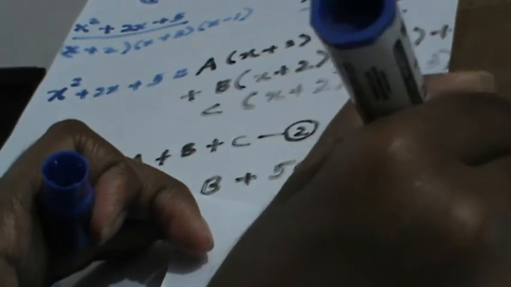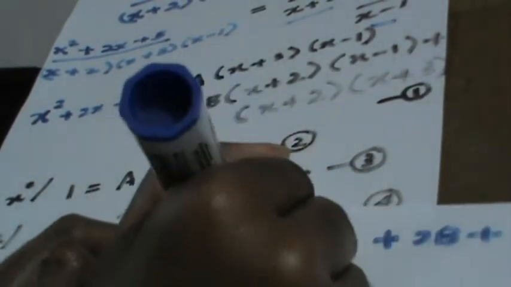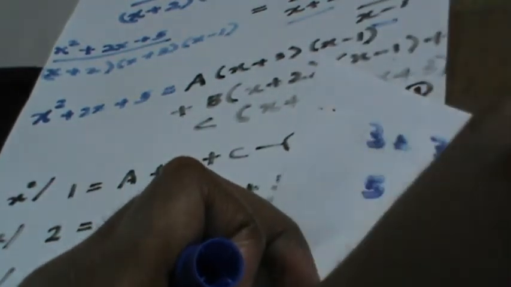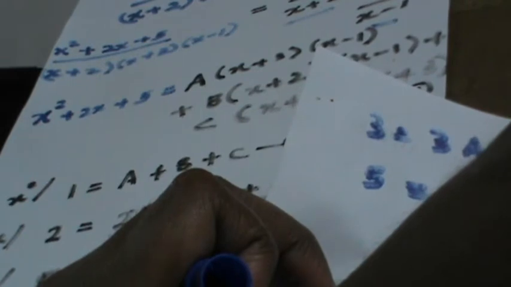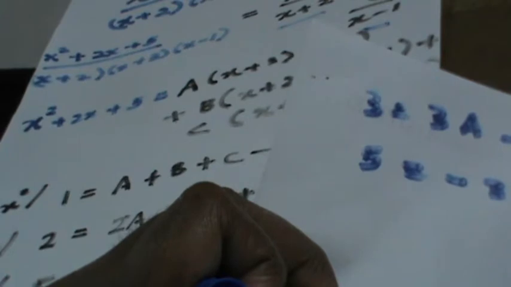So my fifth equation is 3 equals 3a plus 2b plus 6c. So that's my fifth equation. And as my fourth equation, I have 5 equals minus 3a minus 2b plus 6c. So that's my fourth equation.